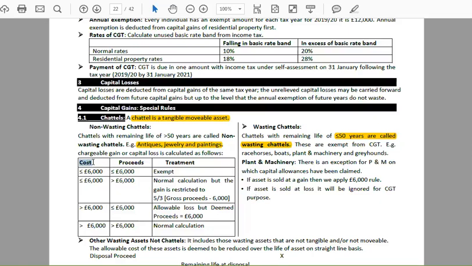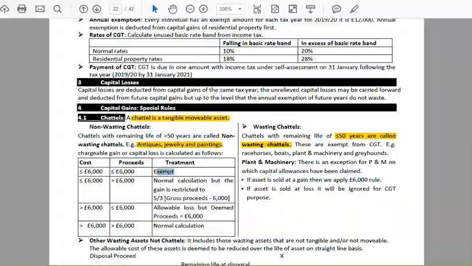We need to consider their cost and selling price. For example, let's take the example of jewelry. We have purchased the jewelry for less than £6,000 and we are going to sell the jewelry for less than £6,000. So if cost is less than £6,000 and selling price is less than £6,000 as well, it will be exempt. Either you have profit or loss, in both cases, it will be exempt.